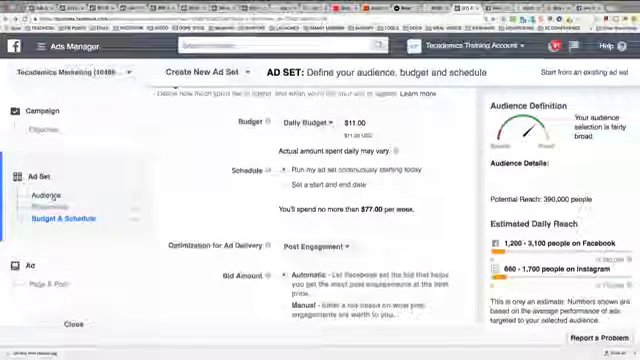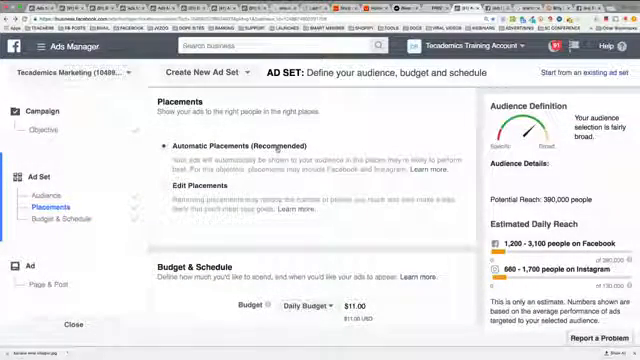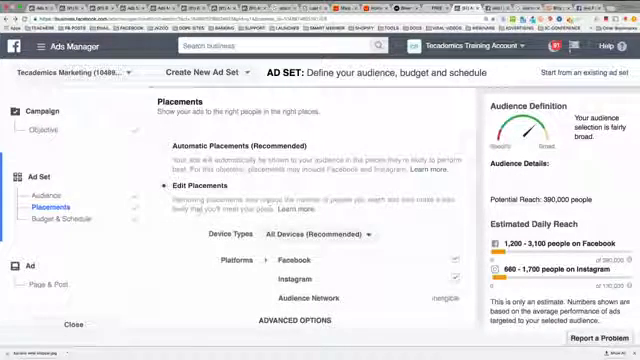Now it's time to choose my placements. So click placements. Automatic placements is recommended by Facebook. And honestly, it's fine. You're fine with that. I run automatic placements most of the time, especially as a beginner. It's one less thing to worry about. Let Facebook optimize it. Just for the sake of showing you, edit placements.